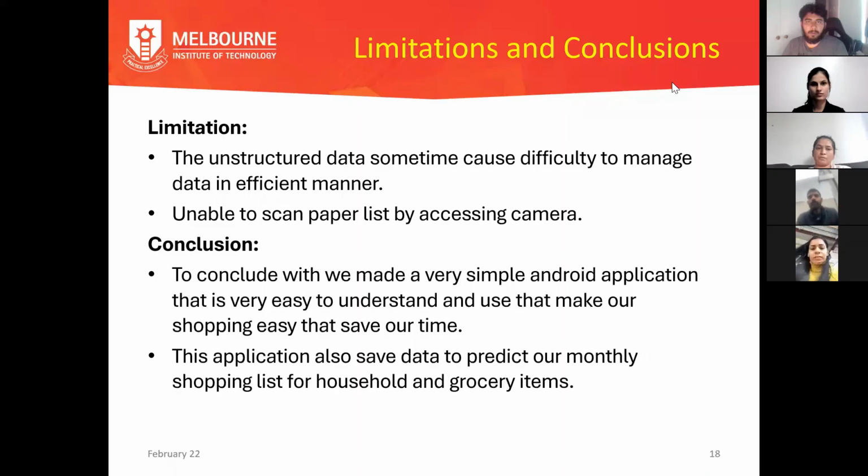And here are a few limitations and conclusions. The few limitations are that unstructured data sometimes causes difficulty in managing data efficiently, and it is unable to scan a paper list by accessing the camera. And to conclude, we made a very simple Android application that is very easy to understand and use, that makes our shopping easy and saves our time. This application also saves data to predict our monthly shopping list for household and grocery items.